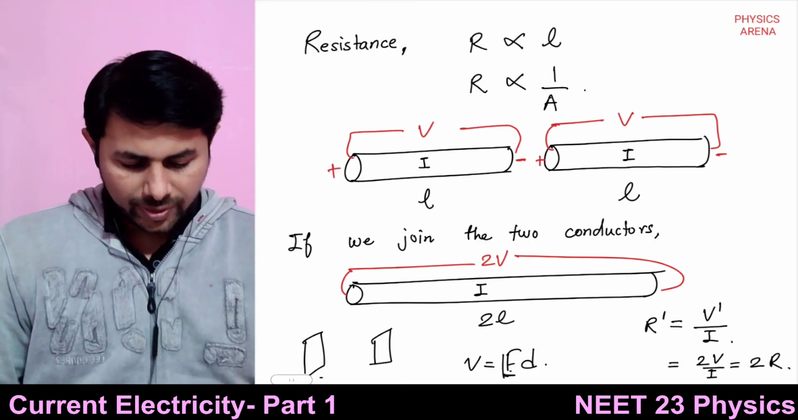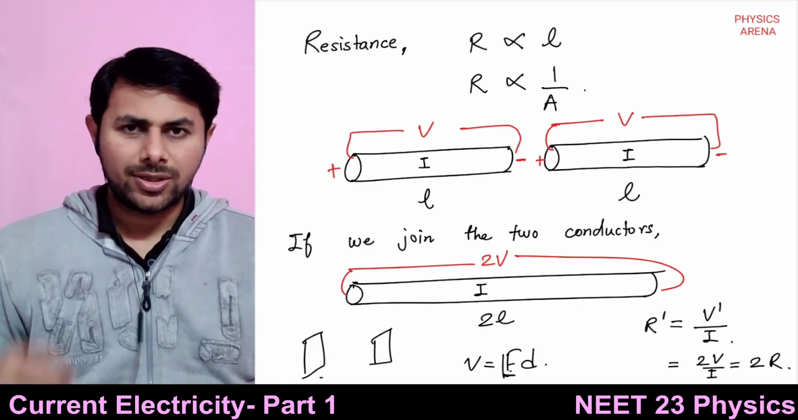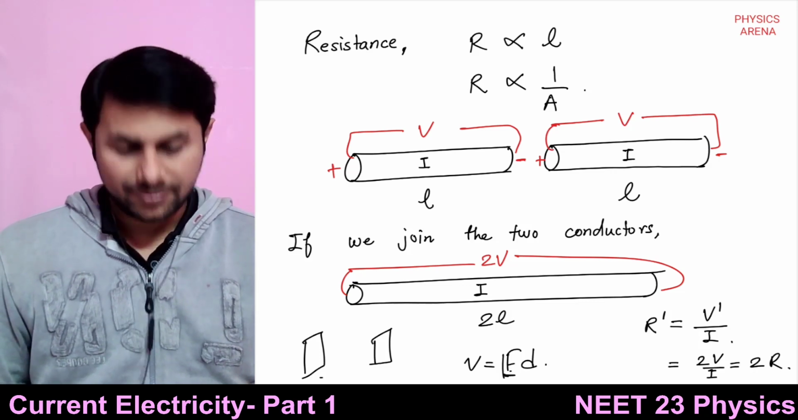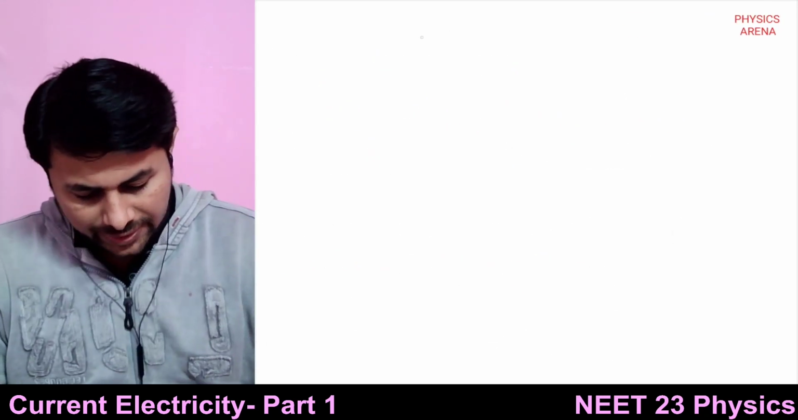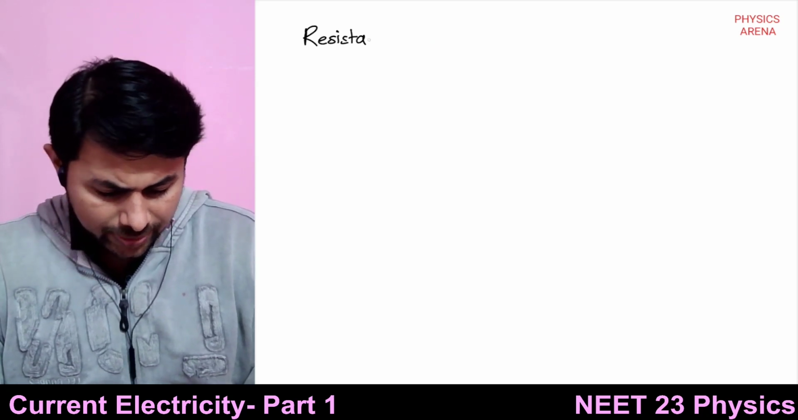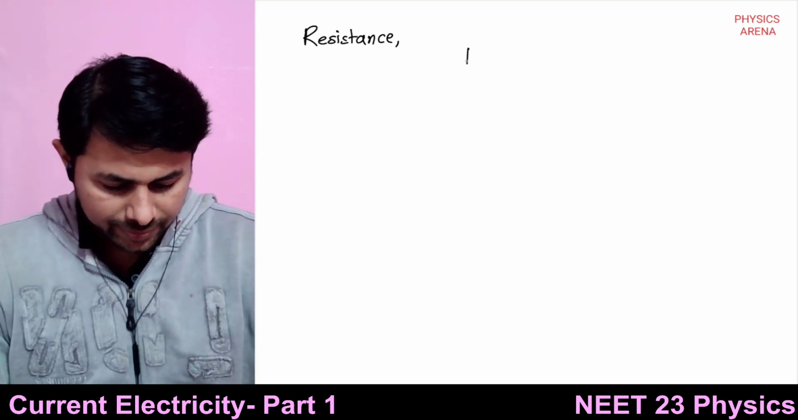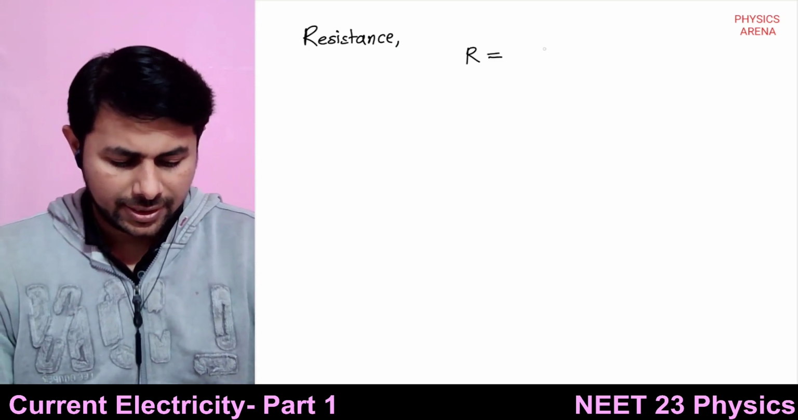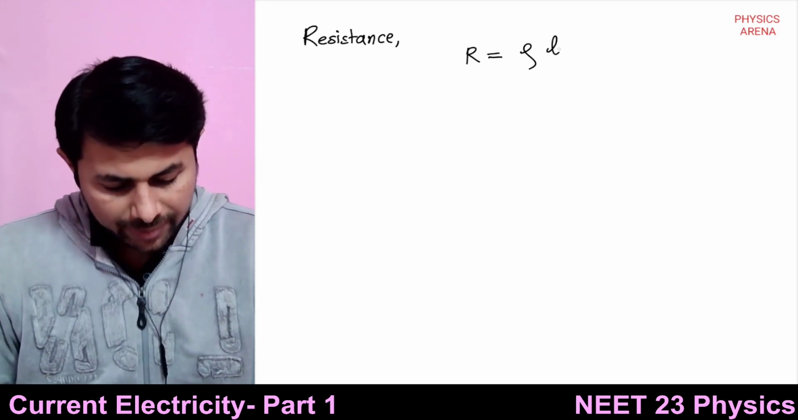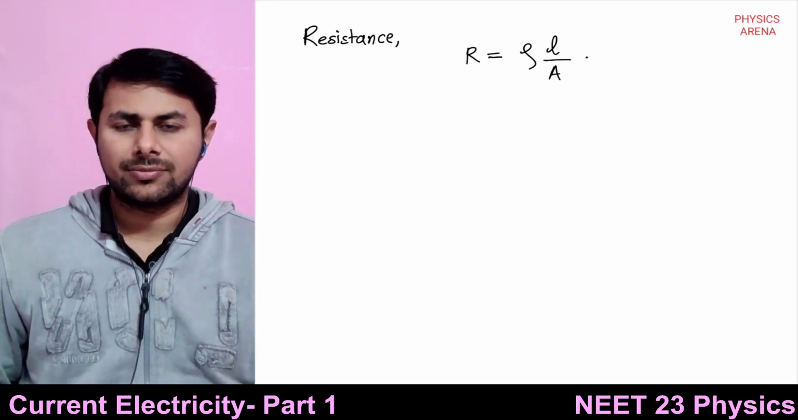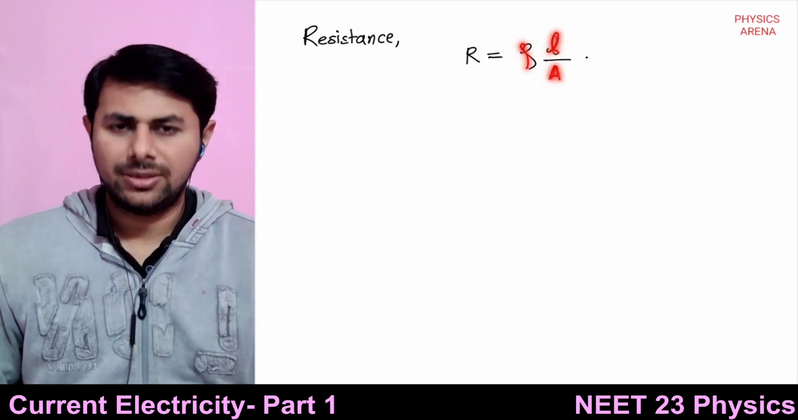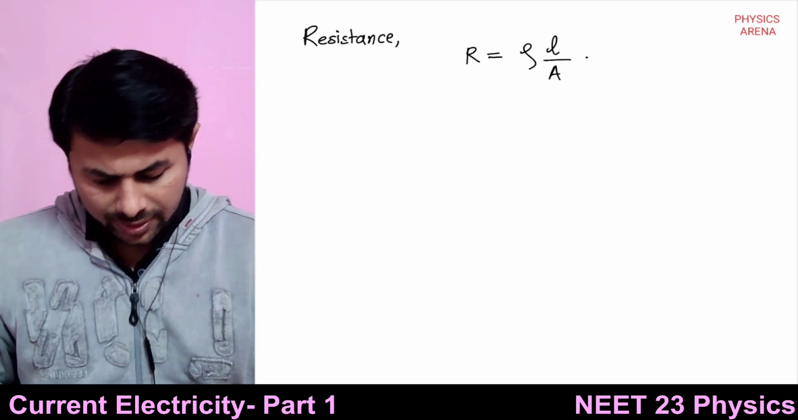So now it's clear that resistance is directly proportional to length. It's inversely proportional to area of cross section. So we can say, therefore, resistance of a wire R can be written as some constant, which is written as rho, multiplied by length upon area. Okay, it is some constant rho multiplied by length upon area, right?